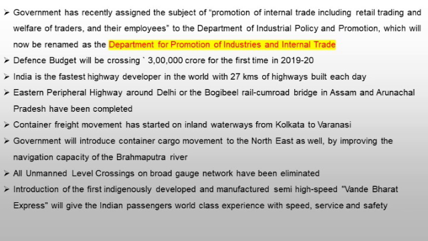Another important thing, friends. The first point: the government has assigned the subject of promotion of internal trade, including retail trade, to the DIPP. Now DIPP will be renamed as Department for Promotion of Industry and Internal Trade, DPIIT. Previously it was Department of Industrial Policy and Promotion. Now it will be renamed as the thing which I have highlighted in the slide. The defense budget crossed 3 lakh crores for the first time. Indian highways have been constructed at a rate of 27 kilometers each day.